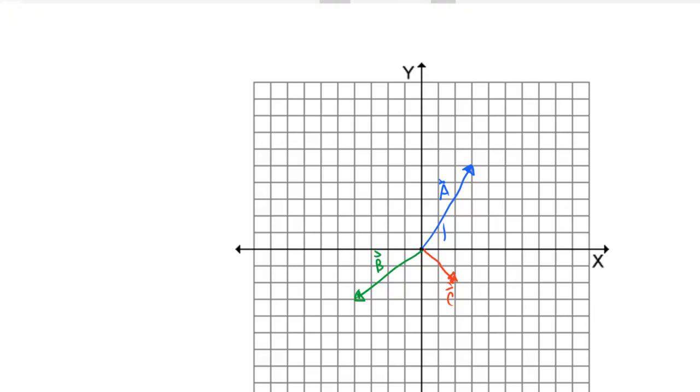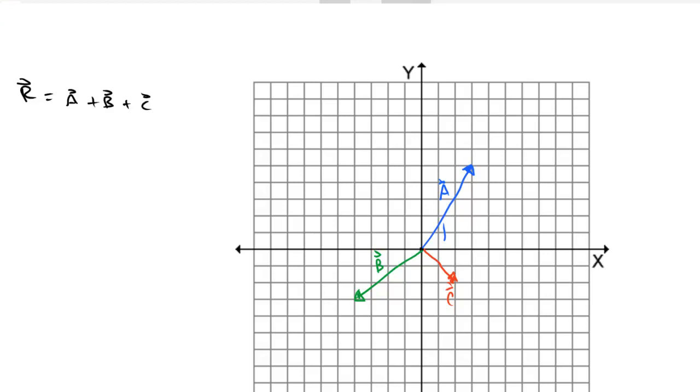If we want to add these, if we want to find the vector sum, then I will call this the resultant vector. So R, the resultant vector, will be the vector sum: vector A plus vector B plus vector C. And we'll add these together.